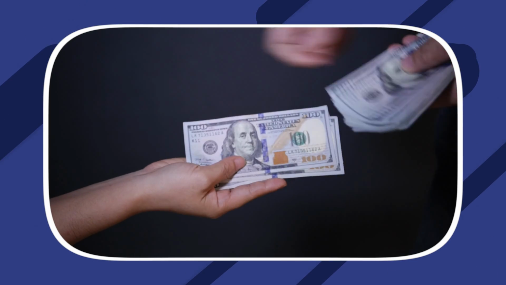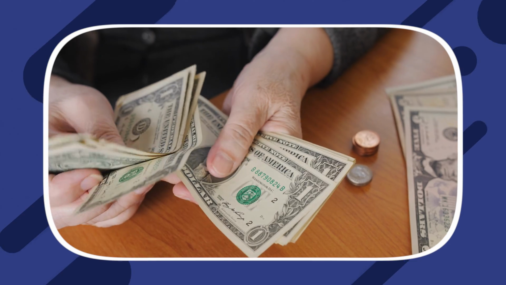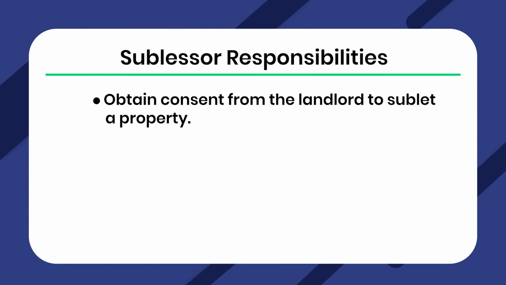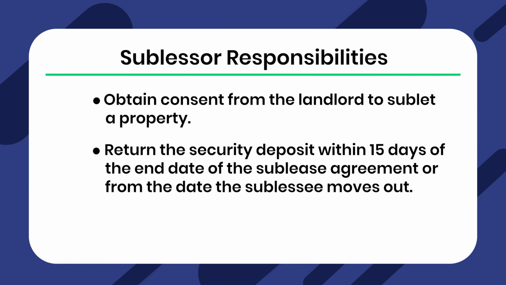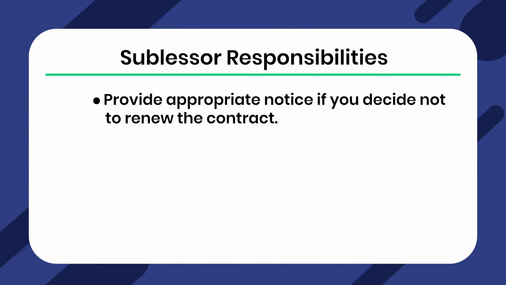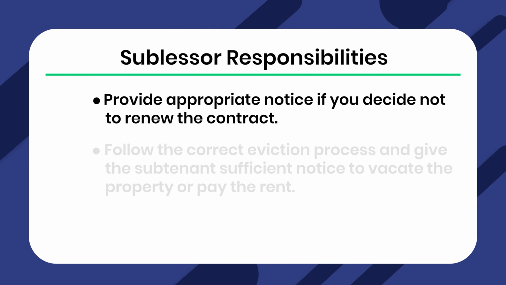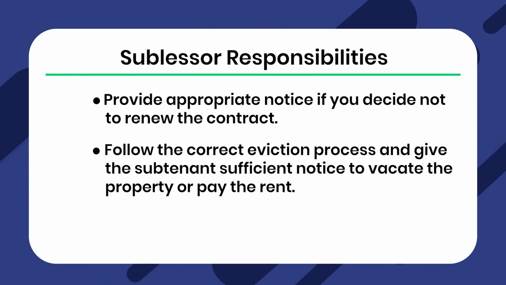Sublessors. As the original tenant of the facility, the sublessor has a duty to uphold and abide by all terms and conditions outlined in the original lease, including ensuring that the rent is paid on time. However, before subletting a home, the sublessor must properly examine the sublessee and ensure they have the resources to make their payments on time. As a sublessor, you also have the responsibility to obtain consent from the landlord to sublet a property, return the security deposit within 15 days of the end date of the sublease agreement or from the date the sublessee moves out, provide appropriate notice if you decide to not renew the contract, follow the correct eviction process, and give the subtenant sufficient notice to vacate the property or pay rent.